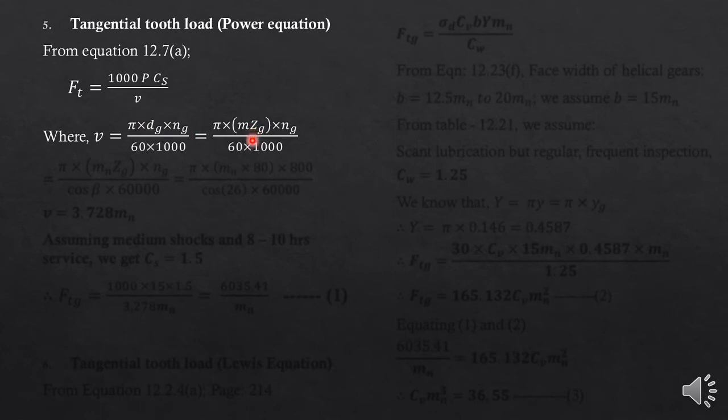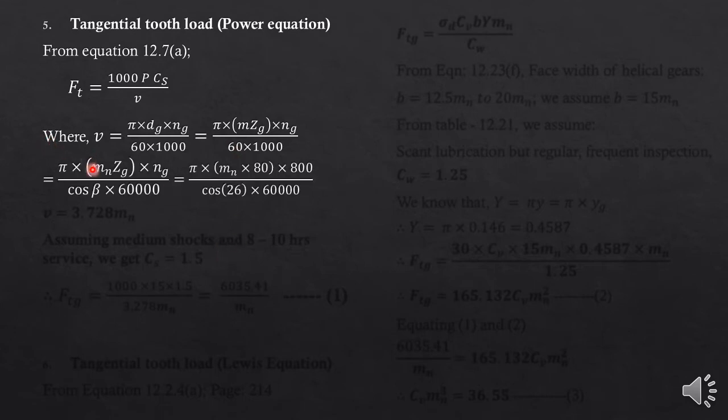However, since it is a helical gear, instead of module we need normal module. Therefore, M will be substituted by Mn by cos beta, which will give you velocity of 3.728 times normal module.